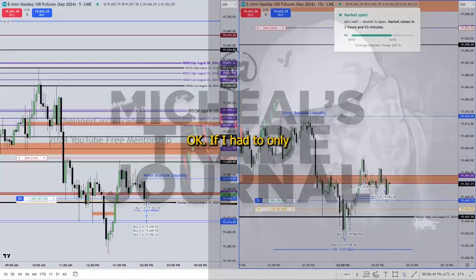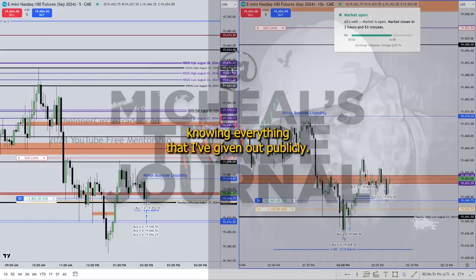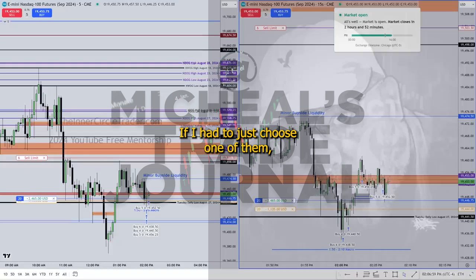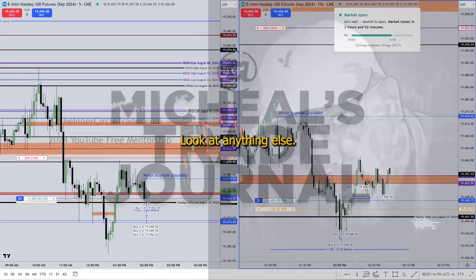Okay. If I had to only trade one model for the rest of my life, knowing everything that I've given out publicly, if I had to just choose one of them, it would be the second stage distribution of a market maker sell model or second stage reaccumulation of a market maker buy model. And I could make as much money as I ever want and never need to look at anything else, and I'd be quite content with that.